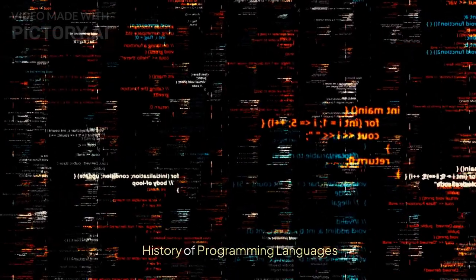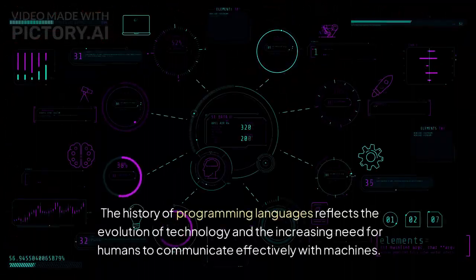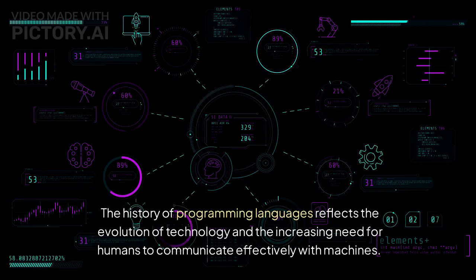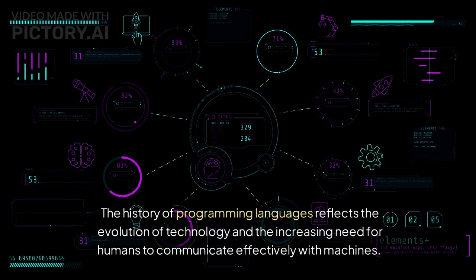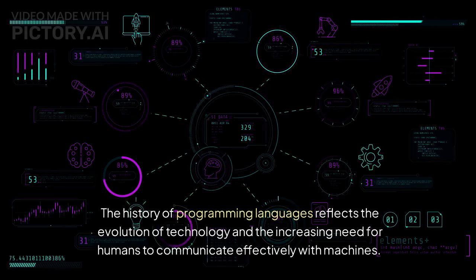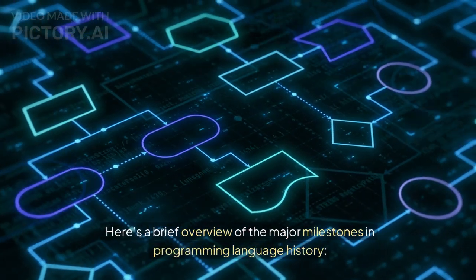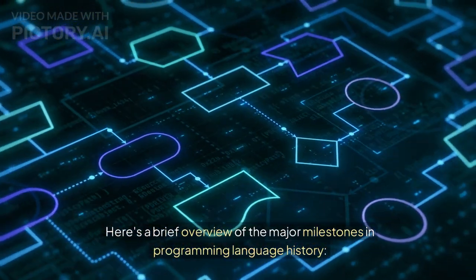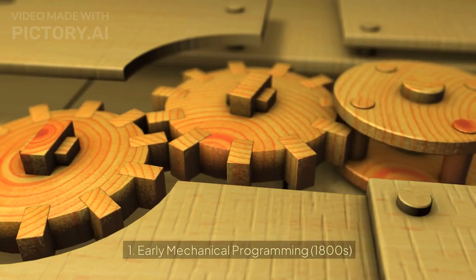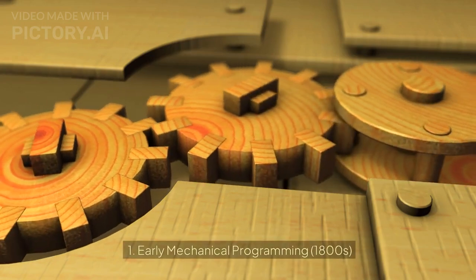History of programming languages. The history of programming languages reflects the evolution of technology and the increasing need for humans to communicate effectively with machines. Here's a brief overview of the major milestones in programming language history. 1. Early mechanical programming, 1800s.